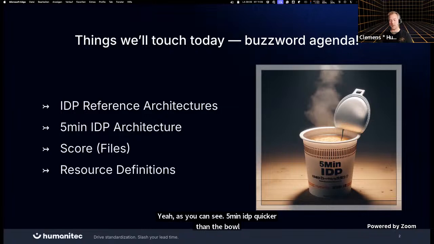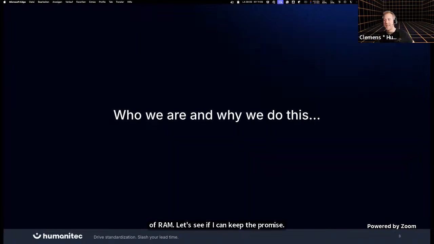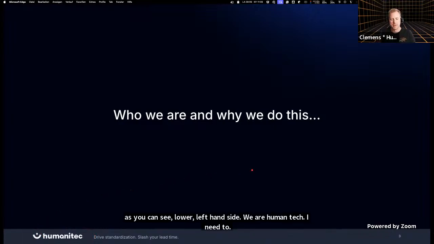But before we go there, let's take a look at who we are and why we do this. Right, as you can see, lower left-hand side, we are Humanitec. I need to pull this trick because today I'm not wearing a Humanitec shirt. So who are we and why are we doing this?